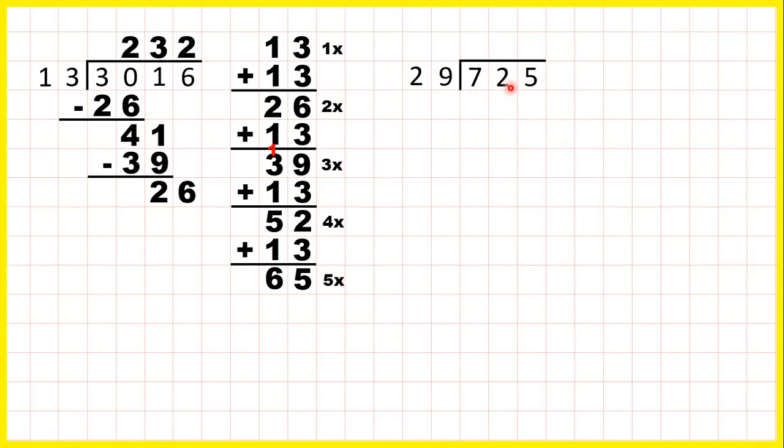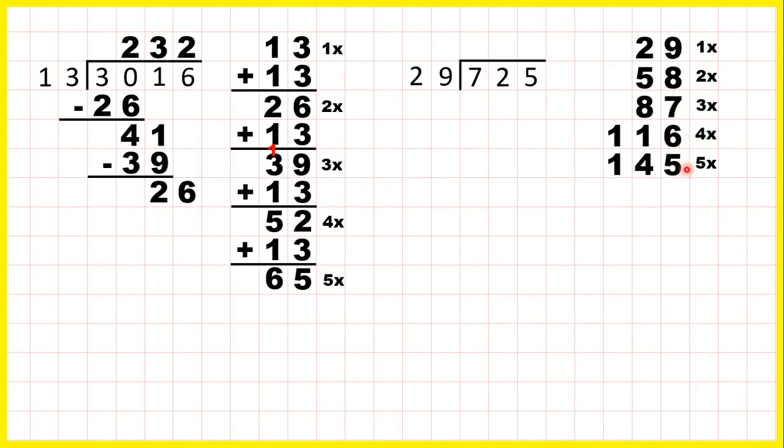Now 725 divided by 29. So we need our 29 times table. So 29 is 1 times, and rather than adding 29, it's probably easier for us to add 30 and then subtract 1. So if we add 30, that would be 59, subtract 1 is 58 for 2 times, then we can do the same thing for 3 times, 4 times, and 5 times.